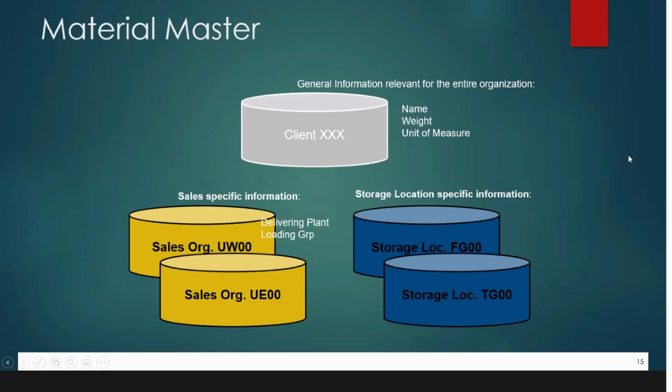In the material, you can have the name, general information, name of the material, the weight, unit of measure. You can have different storage locations, since maybe your material is stored in different places. Storage location FG00, and these are where we store this material.